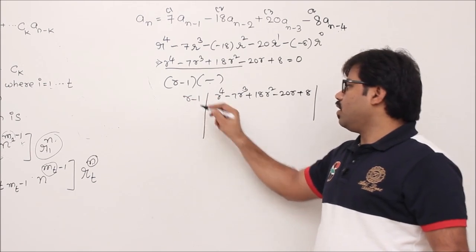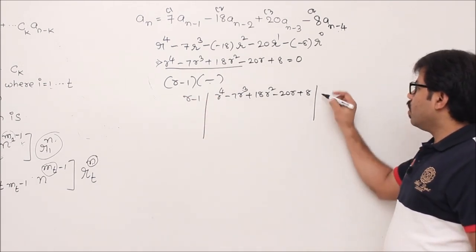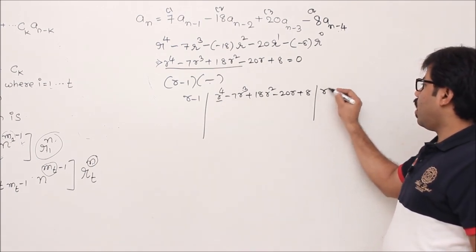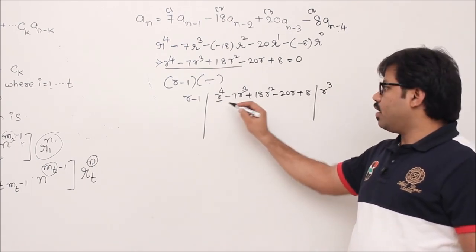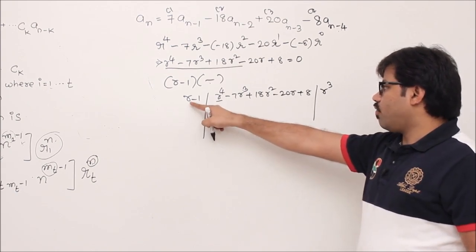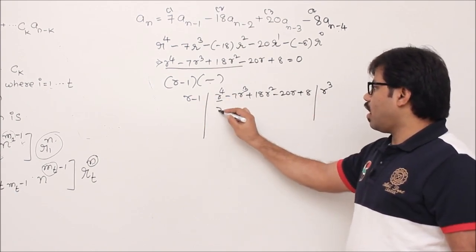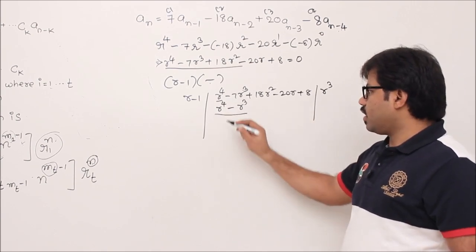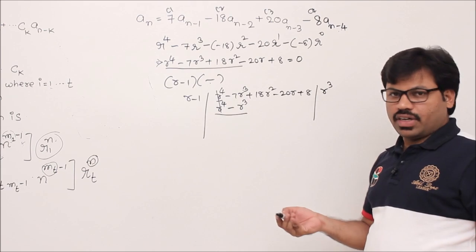Take r minus 1 here. Let's start dividing. First step, r power 4 is our target. To cancel it, we need r cube. Blindly write r cube and write the multiplication of r minus 1 into r cube here. It will be r power 4 minus r cube, right? If you do subtraction, this will be cancelled. That is our intention.